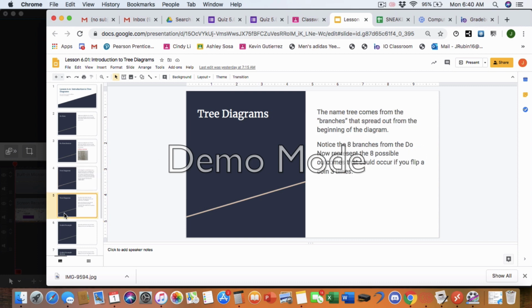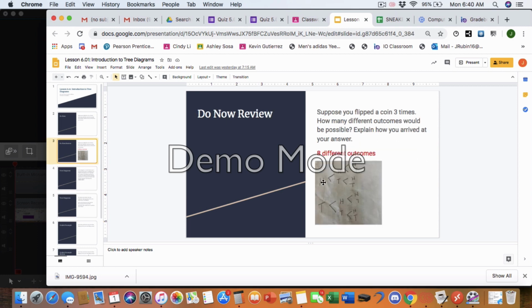So now, right, the name tree comes from the branches that spread out from the beginning. In the do now, those 8 branches at the end represented the 8 possible outcomes that could occur if you flip a coin 3 times. So, going back to it, an outcome could be heads, heads, heads. An outcome could be tails, tails, tails. It could be tails, heads, heads. That's kind of what each step in the tree is representing.